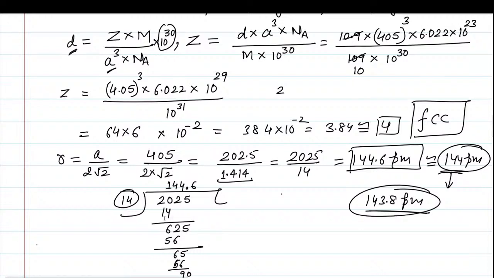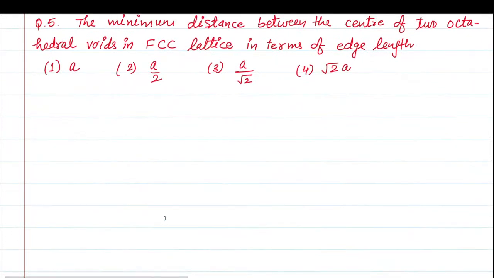Good evening. Minimum distance between the centers of two octahedral voids in FCC lattice in terms of edge length. Yes beta, minimum distance between the center of two octahedral voids in FCC lattice in terms of edge length. Abhay, very good. It is approximately 143, but more than 143, right?